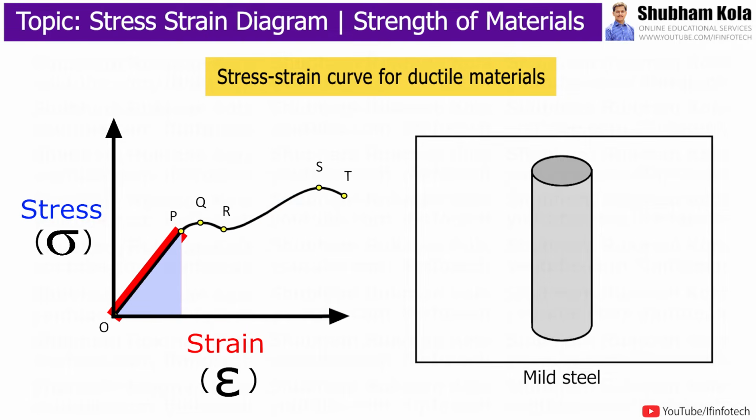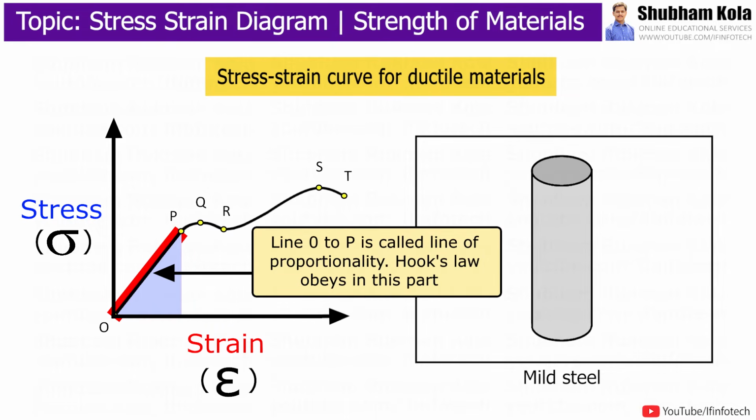When the specimen of mild steel bar is loaded gradually in tension, the line of initial portion from O to P is linear, where strain varies linearly with stress. This line is called line of proportionality and P is known as proportionality limit, and the stress corresponding to this point is called limit of proportionality. Here Hooke's law is obeyed in this part, and the slope of line gives modulus of elasticity.